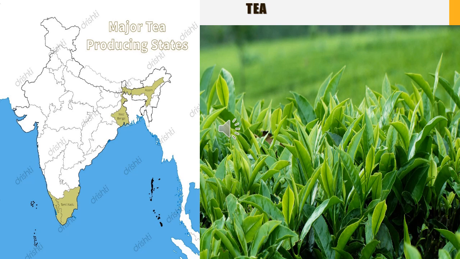Two major varieties of tea are cultivated in India. What are they? One is Bohea and the other is Assamica. Bohea originated from China, and Assamica originated from India. A number of hybrid varieties have been developed by mixing these two; geneticists have developed many hybrid varieties.